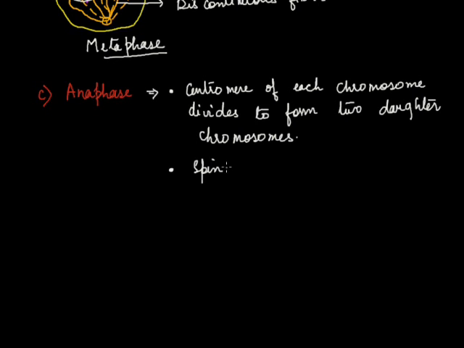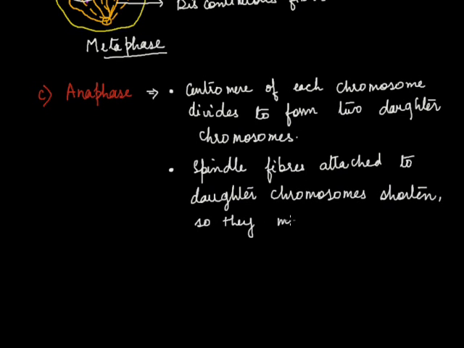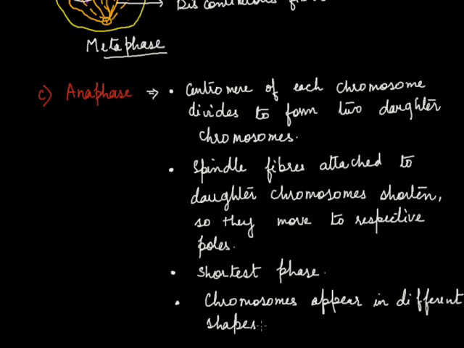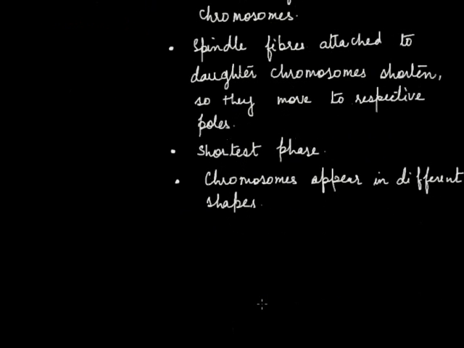And besides this, the spindle fibers shorten or contract. Anaphase is the shortest phase of mitosis. Remember, prophase is the longest phase, whereas anaphase is the shortest phase. These are some of the characteristic features that should be remembered. Chromosomes appear in different shapes, and therefore it is the suitable stage for studying chromosome shape.